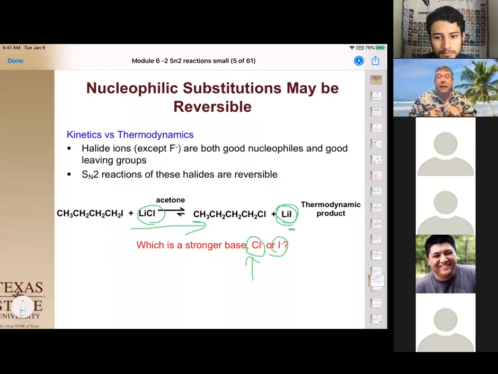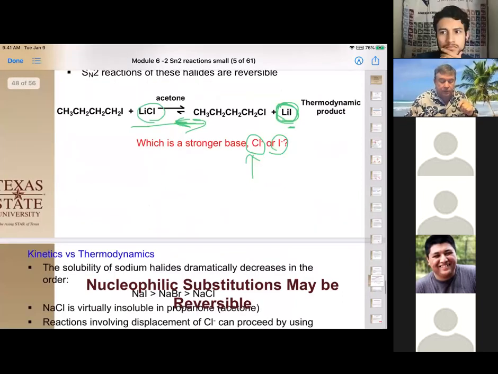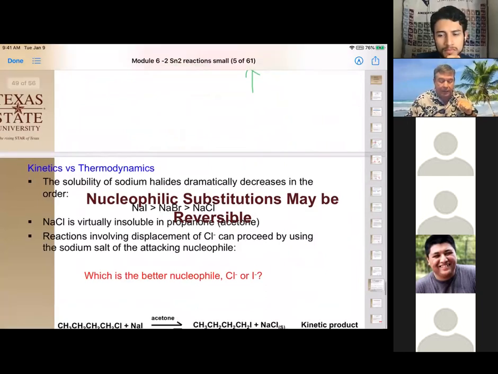In this particular case, because the lithium iodide is in solution, there is a little bit of backflow in that reaction, and we end up with our thermodynamic product, our product that has the weakest base at the terminus, at the end of the reaction. However, if we change our solvent, we can actually get that to go back.